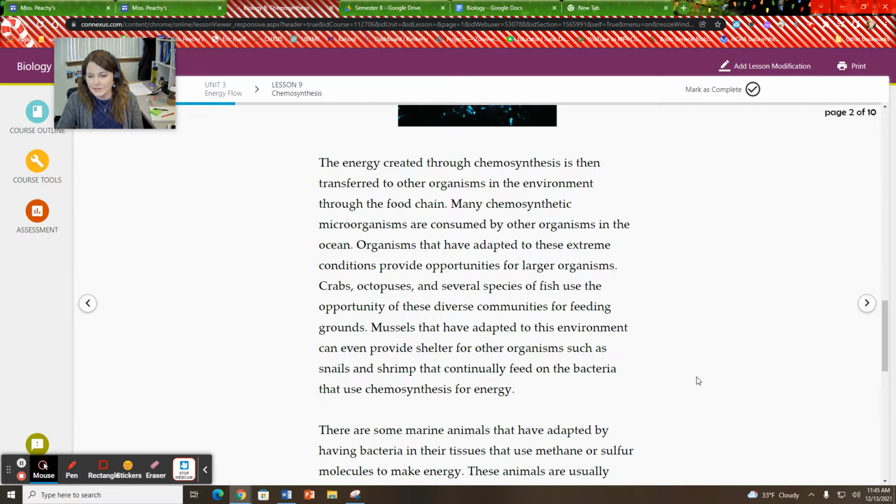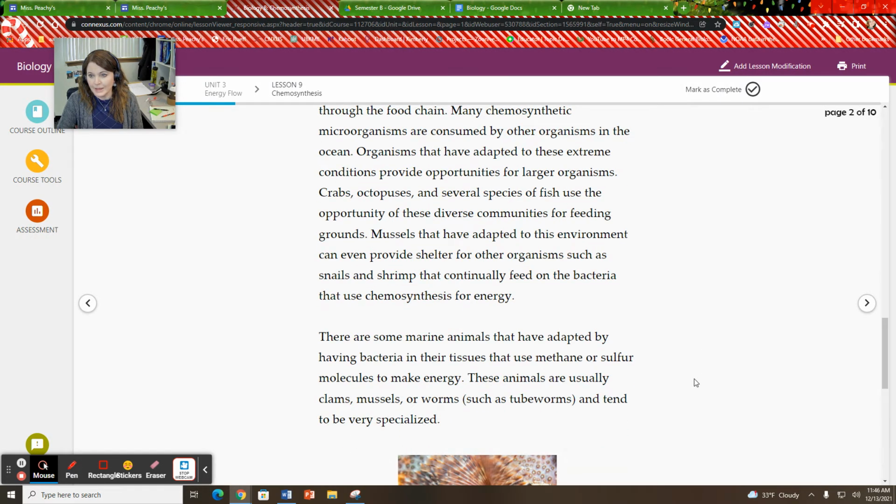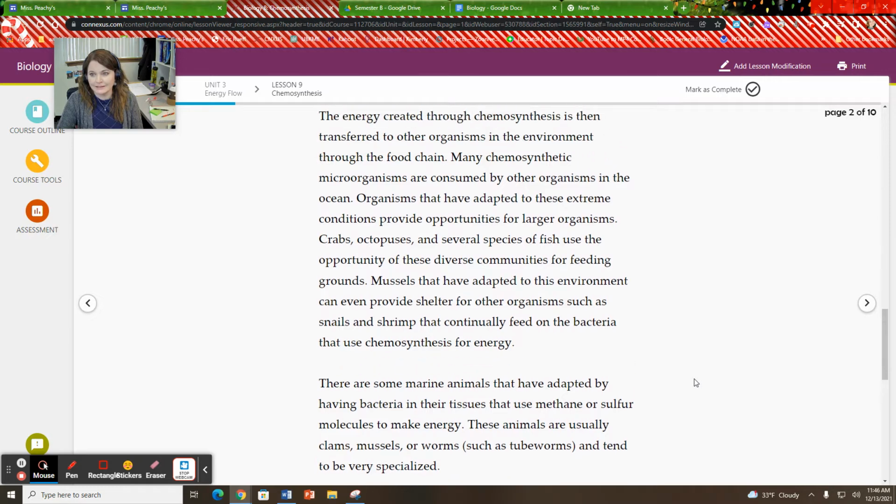Moving on, we have lots of ecosystems that depend upon primary producers that are using chemosynthesis as the base of their food chain. And we actually have some organisms that live within these ecosystems that have bacteria incorporated into their body tissues.